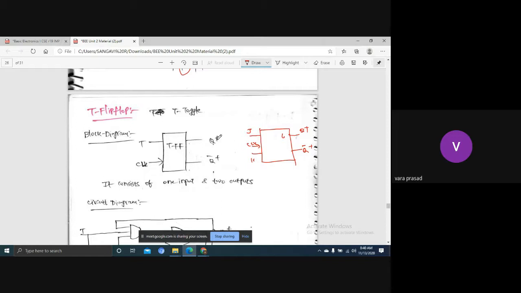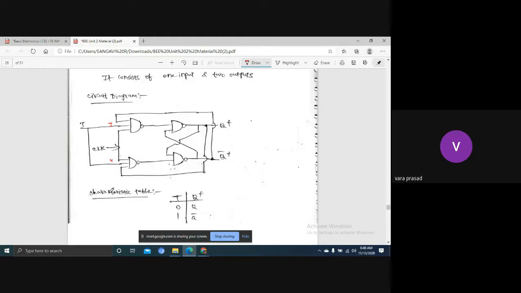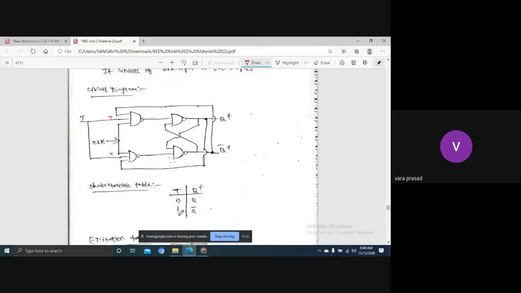Here J and K are shorted to each other. That's it. When J and K are shorted, it is a T flip flop. This is a JK flip flop with a J input and a K input, and we short them together. Now, characteristic table: T equal to 0, we get Q. T equal to 1, we get Q bar.